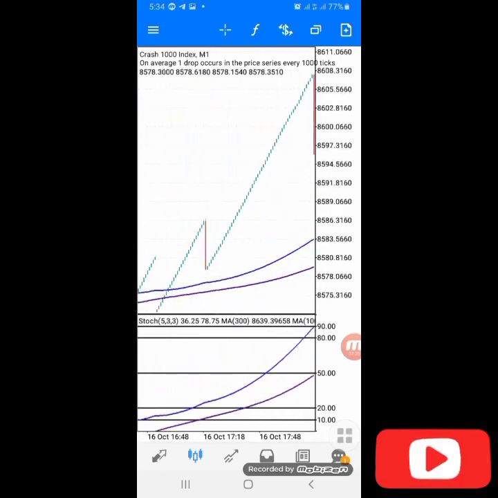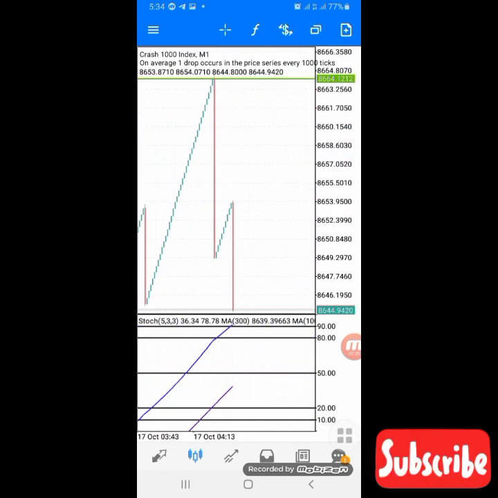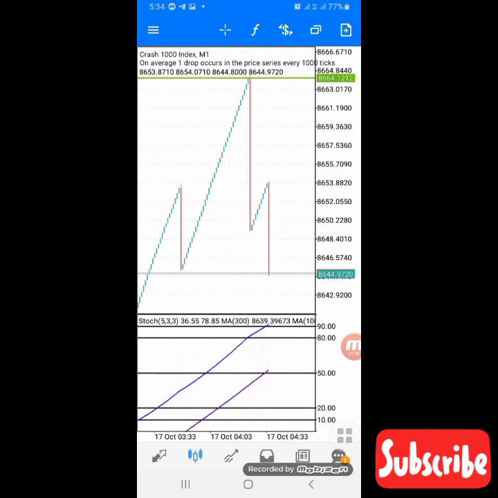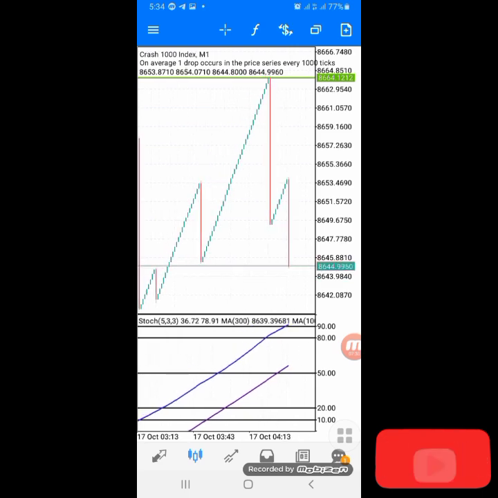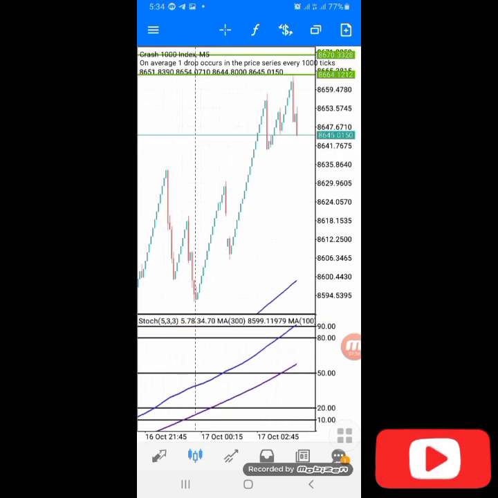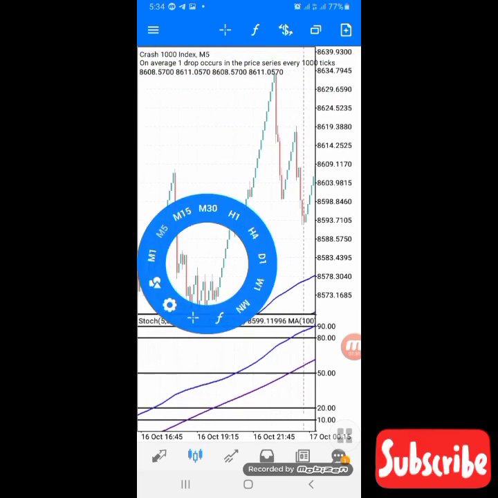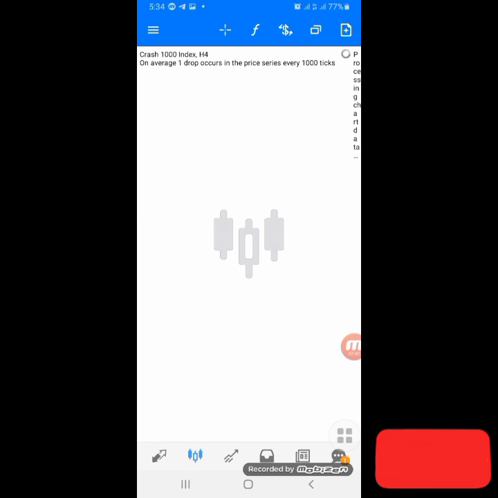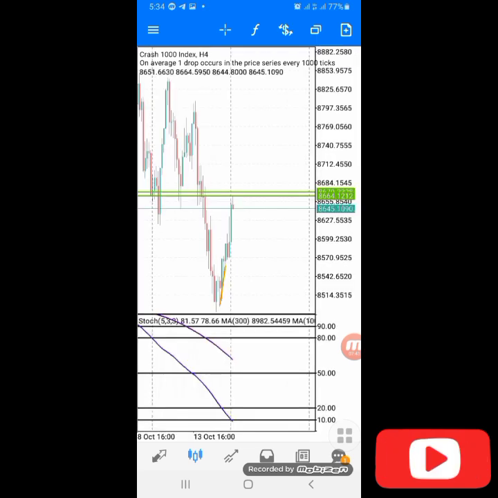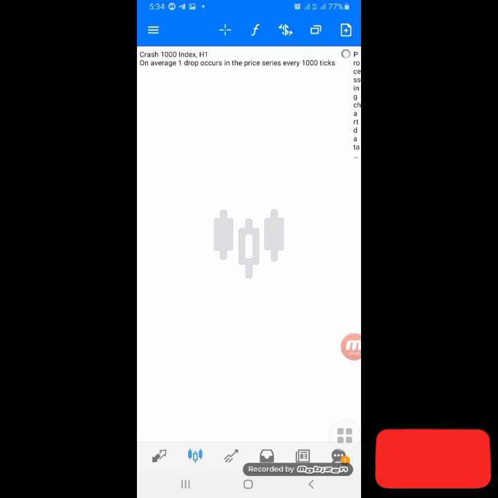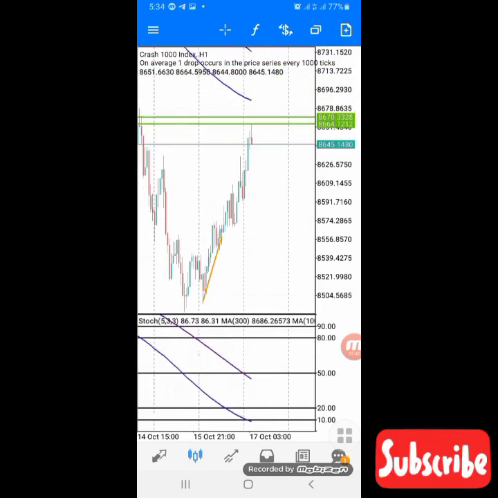All right, now what are the requirements to take an entry? What are the requirements for taking an entry with this strategy? First thing first, you want to know the trend of the market. You can check on the 1 hour time frame. Okay, this is 4 hour. You can check on the 1 hour time frame to know what you are going to be doing.